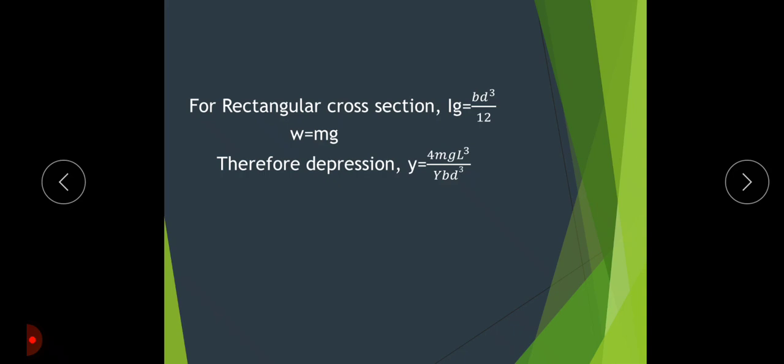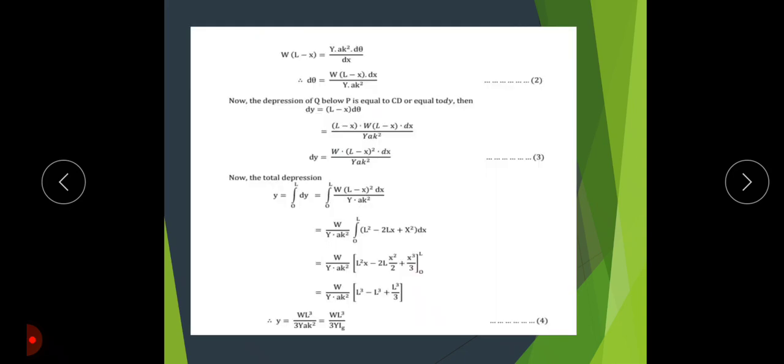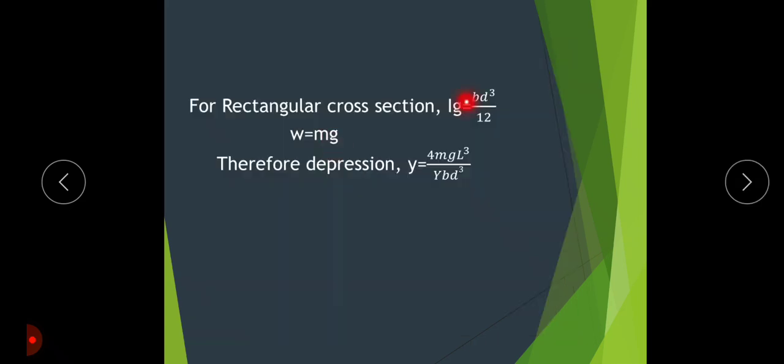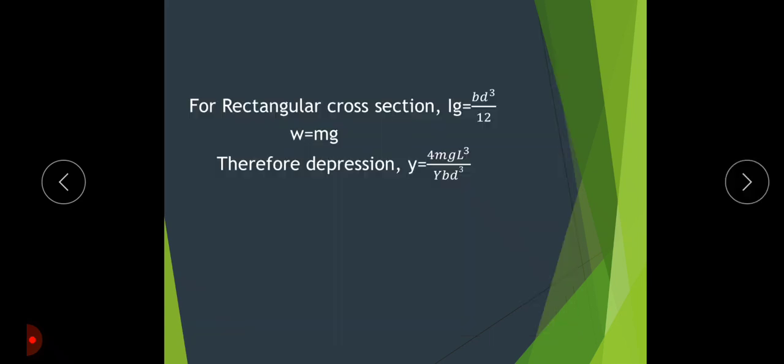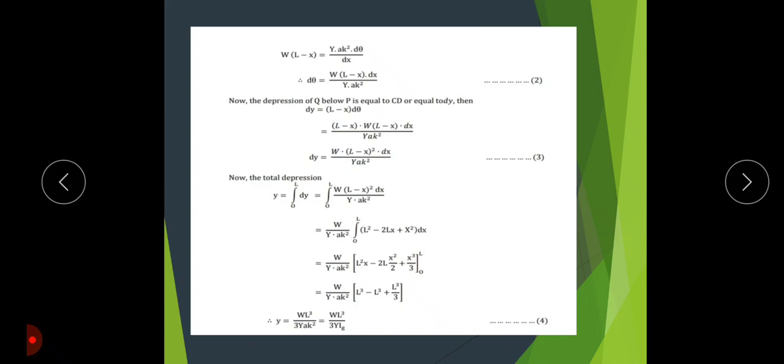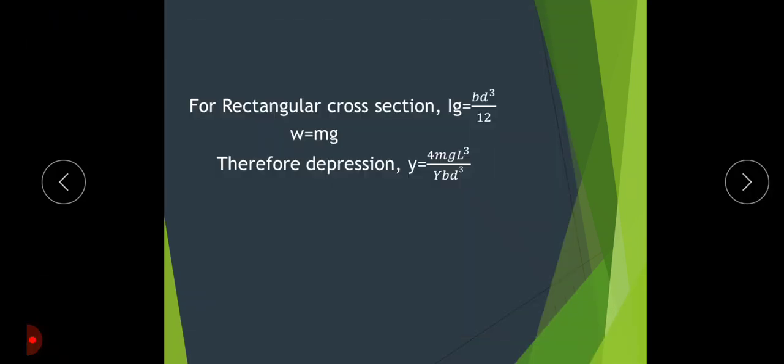Also, the weight W is equal to M into G, which is the product of mass and gravity. Then next, the depression expression will be written where W is equal to M into G, and in the denominator Ig is equal to B into D cube divided by 12. Then the depression y is equal to 4 mg L cube divided by Y into B D cube. This is the expression for a rectangular cross section.